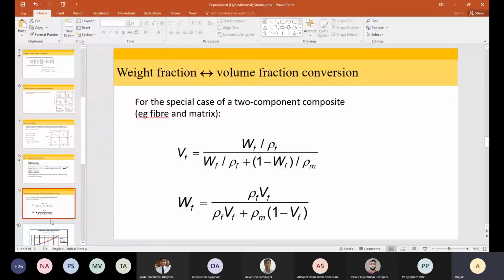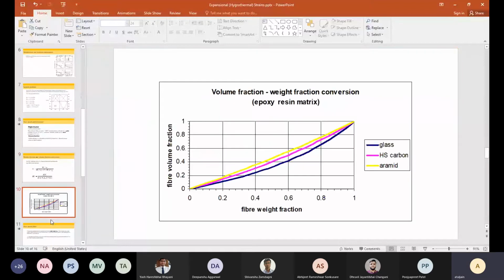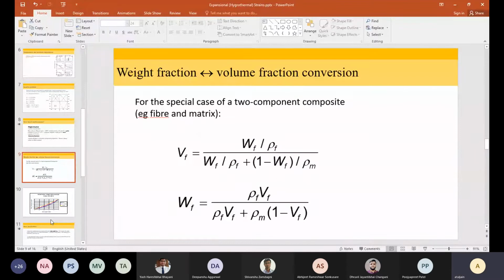Okay, so if you look at a handbook or the data sheet provided by a materials supplier, volume fraction will rarely be provided to you. Most of the time weight fraction is given to you. And the relationship between volume and weight fraction is slightly non-linear. It depends on the relative density of the fiber and the matrix. So these are the charts for glass, carbon and aramid fibers. Okay, I think this weight and volume fraction is straightforward.